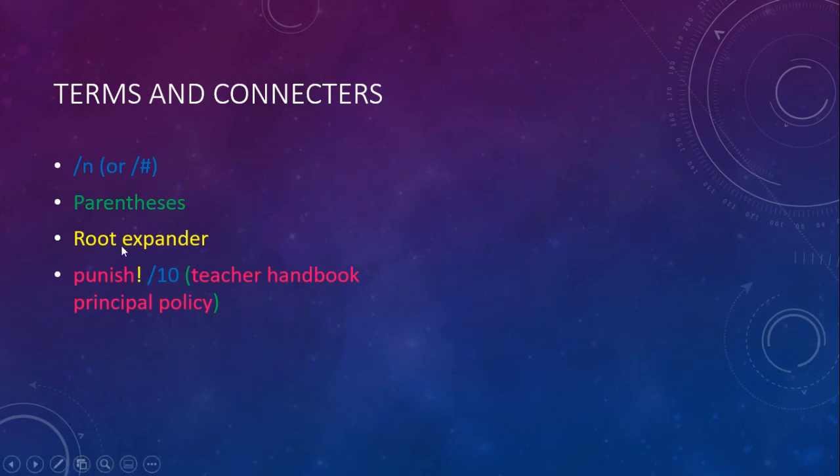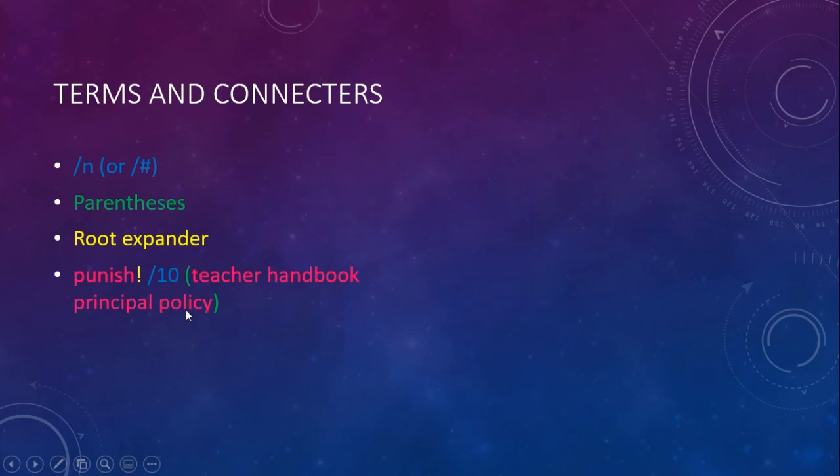So first up, we have punish with our root expander right here. And what this is going to turn up is punished, punishing, punisher, all of those terms. And that way we're not limiting ourselves and getting too many false negatives. And then we're going to use this one right here, and we're going to find any of those punishings within 10 words of teacher, handbook, principle, or policy.